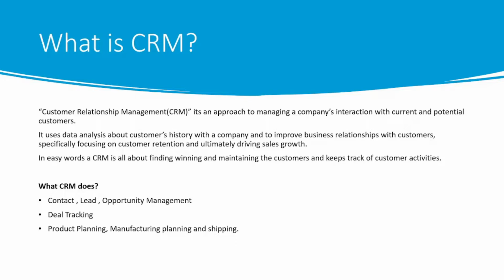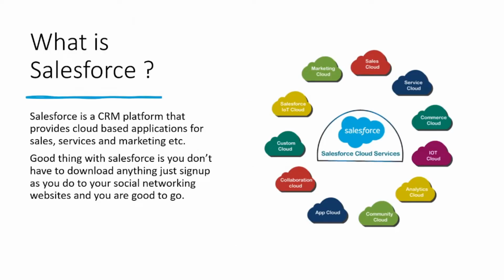So what are the main things that we have in a Salesforce CRM? If you're talking about Sales Cloud, later on you're going to learn that there are lots of clouds in Salesforce also. So these are contact, opportunity management, deal tracking, product planning, manufacturing planning, and shipping. If you have no idea what these are, don't worry, you're going to learn all the things in the later part of the video.